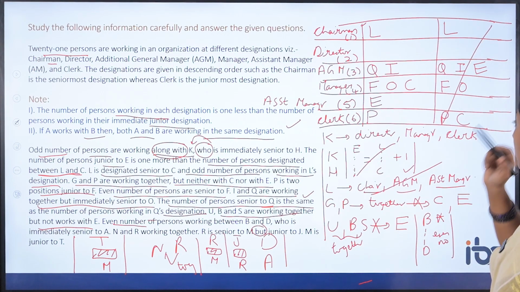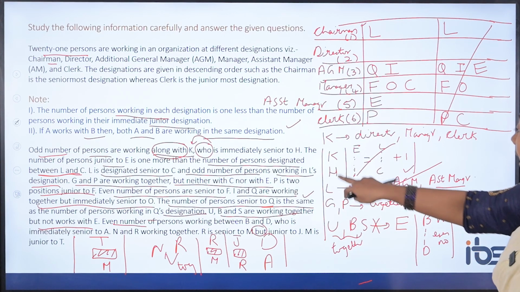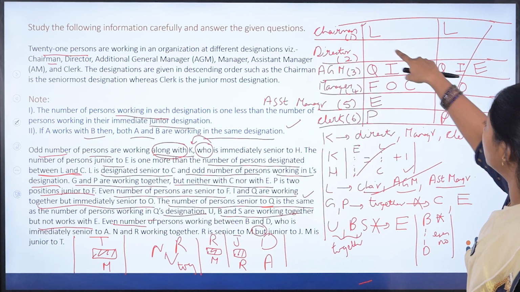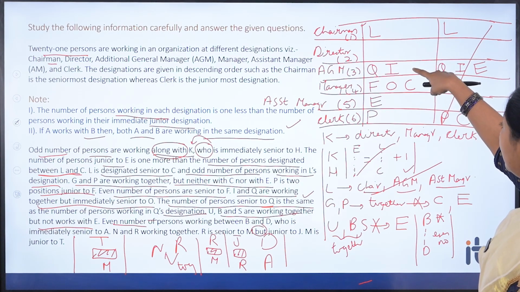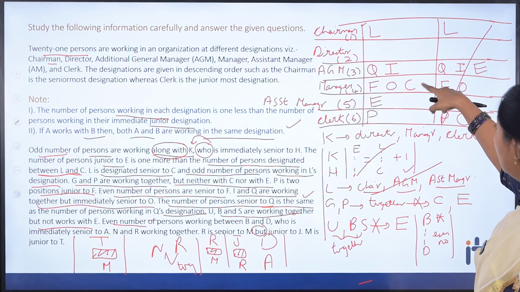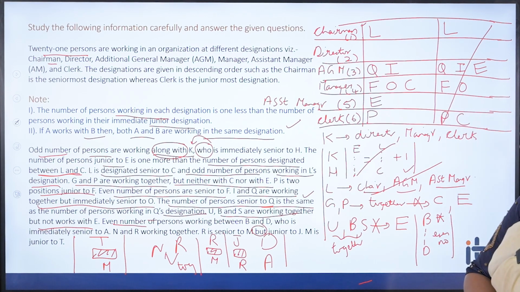That is also finished. Now how many are left? Here one person, here one person. So U, B, S are together, but it is not with E. Then which statement next to take? You have K and H. K can be a director. If K is a director, you can place H here. If K is an assistant manager, K is a manager. If K is a manager, H here, and K is an assistant manager, okay, there also you have.